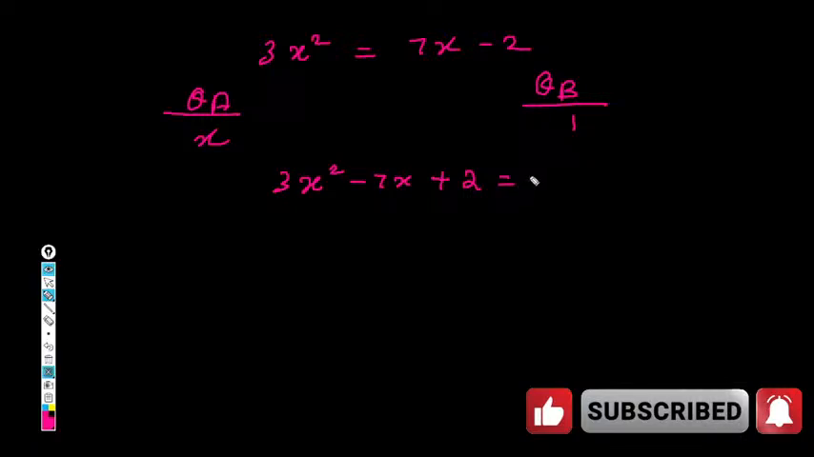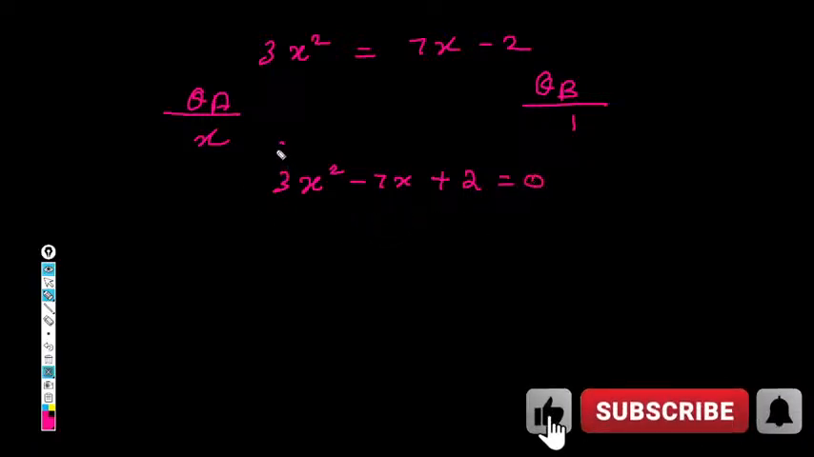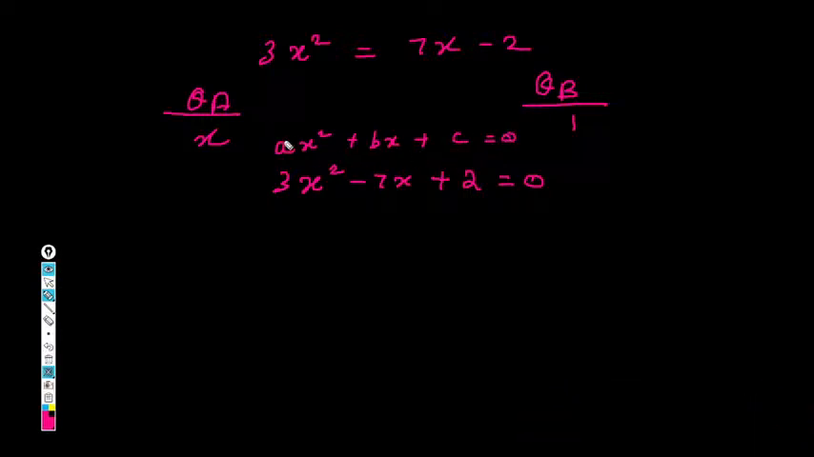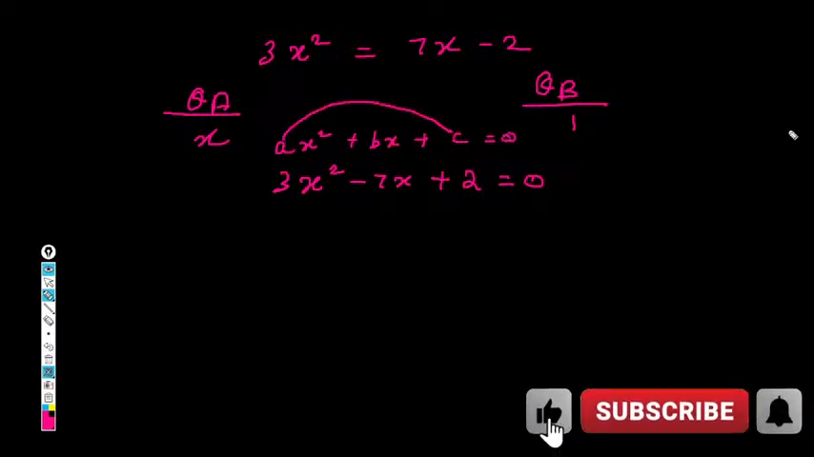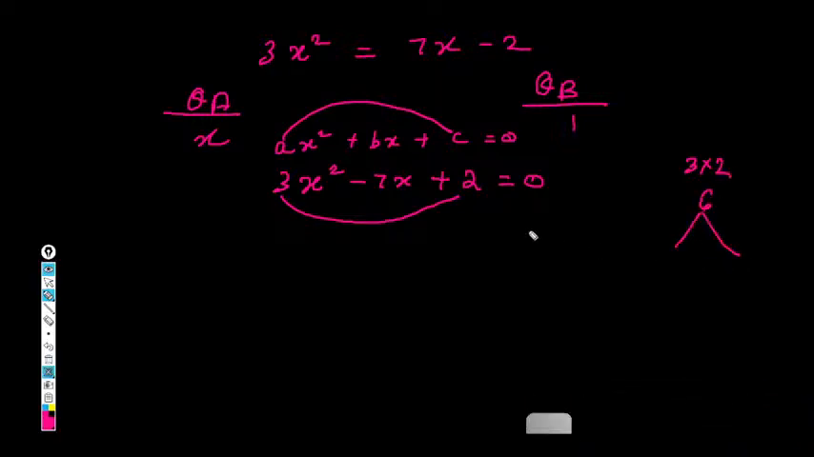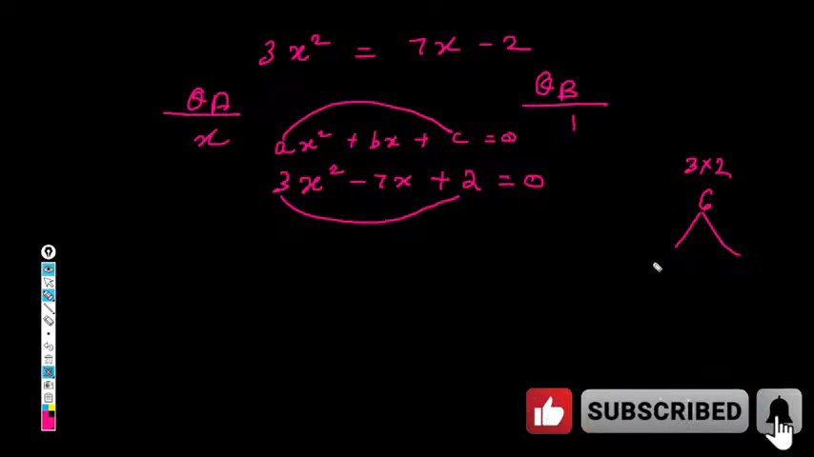is equal to 0. To solve this quadratic equation for roots, we need the ax square plus bx plus c form. Ax square plus bx plus c is equal to 0. When it is in this form, I can multiply a and c. So multiply 3 and 2, I will be getting 6. How can I write 6 to get minus 7? What are the possibilities of getting minus 7? So I can write minus 1 and minus 6.